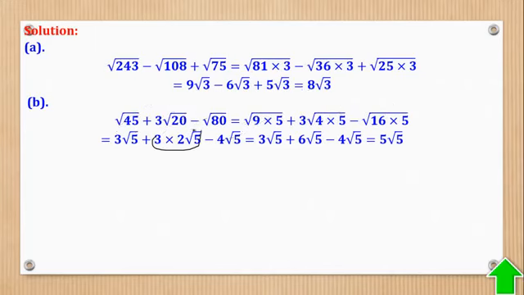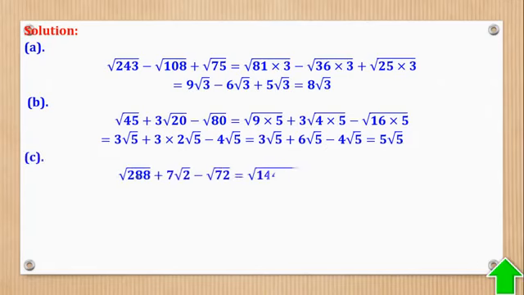So 3 times 2 is 6. Then here, like I said, we take it as like terms in algebra. So 3 lots of root 5 plus 6 lots of root 5 minus 4 lots of root 5. It gives you, let me say, 3 plus 6 is 9. 9 minus 4 is 5. So you get 5 lots of root 5.